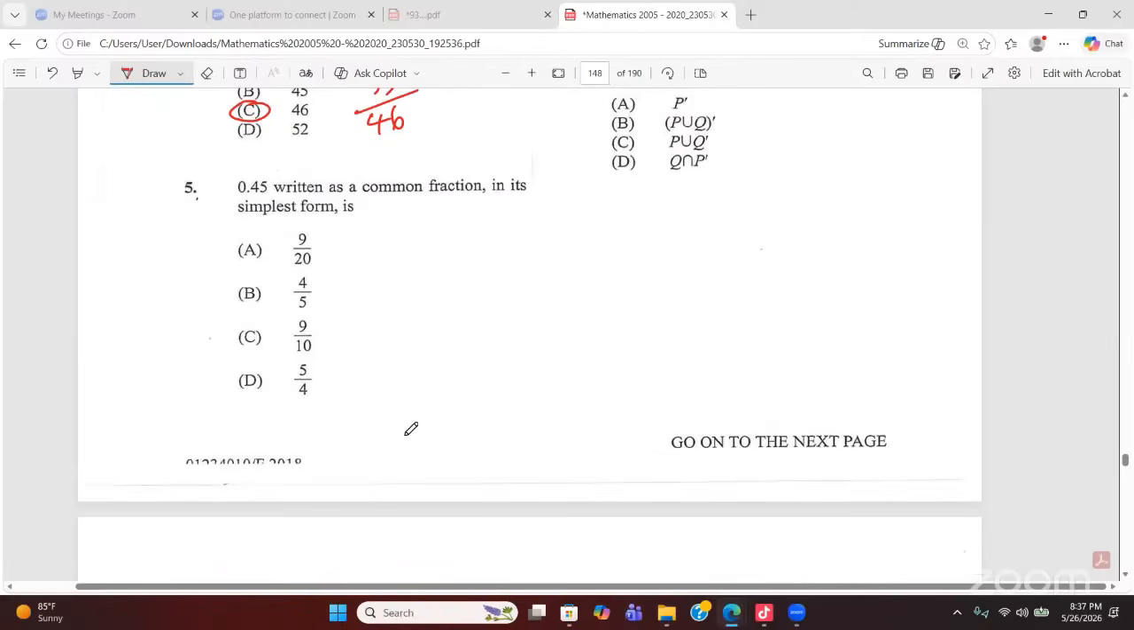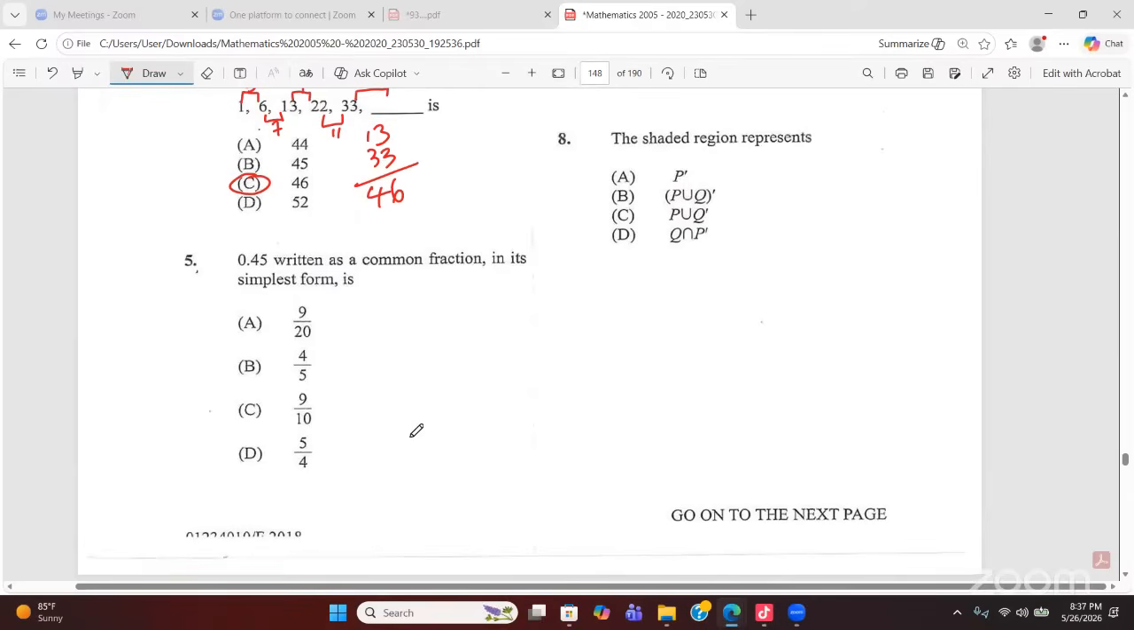Number 5 says 0.45 written as a common fraction is what? Basically, you want to represent this as a fraction, meaning how many decimal places? 2. That means there's going to be a 1 with 0, 0 at the bottom. So it's 45 divided by 100. And then from there, use your regular skills to divide through.